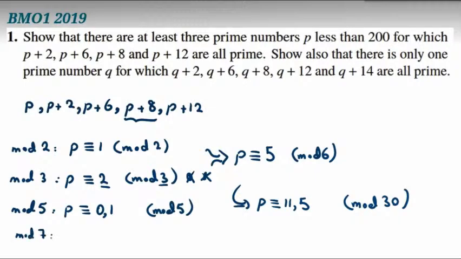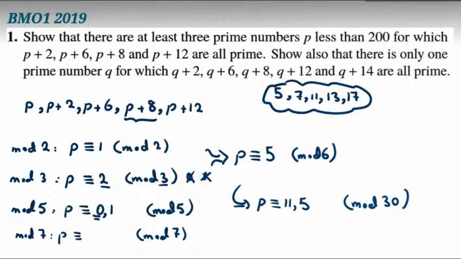mod 7. p mod 7 can be what numbers? Let me tell you something. If p mod 5 is 0, we can say one answer: 5, 7, 11, 13, 17. It is one of our answers. You don't need to check this part 0, which is this. So we only focus on p mod 30. p mod 30 is 11. p mod 7 is what? 0. If you have 0, it's okay.